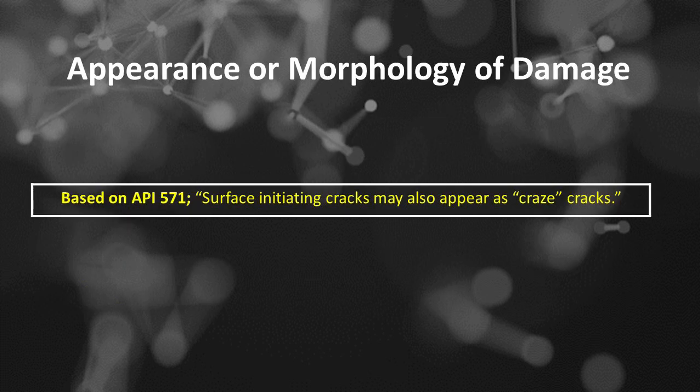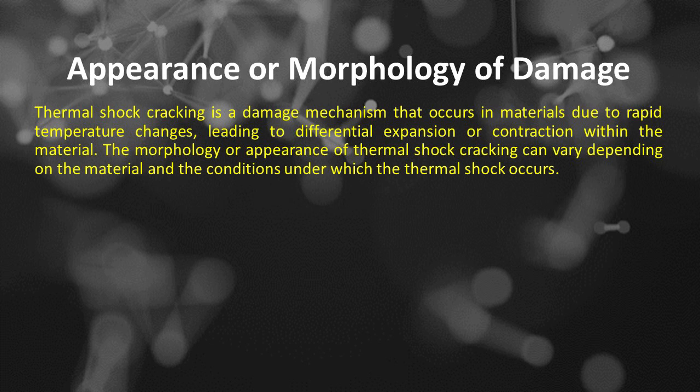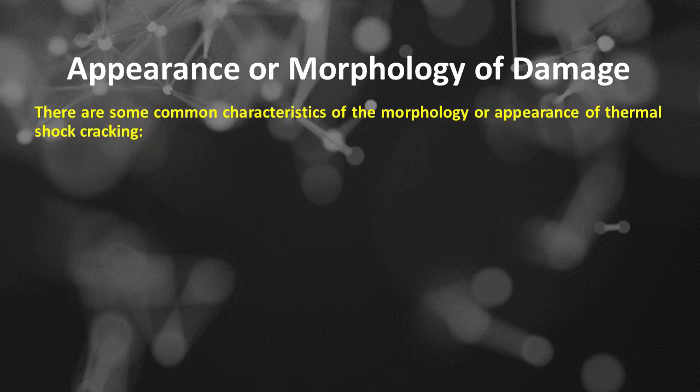Appearance or morphology of thermal shock cracking based on API 571: surface-initiating cracks may also appear as craze cracks. Thermal shock cracking is a damage mechanism that occurs in materials due to rapid temperature changes, leading to differential expansion or contraction within the material. The morphology or appearance of thermal shock cracking can vary depending on the material and the conditions under which the thermal shock occurs. There are some common characteristics of the morphology or appearance of thermal shock cracking.